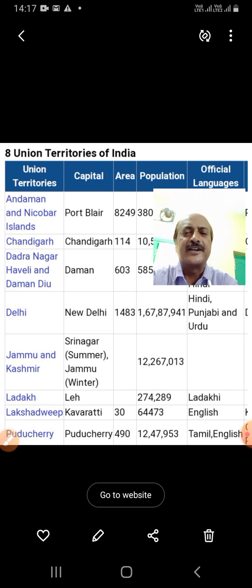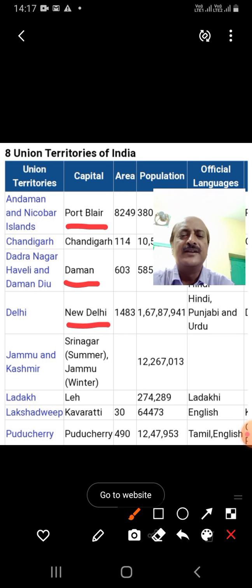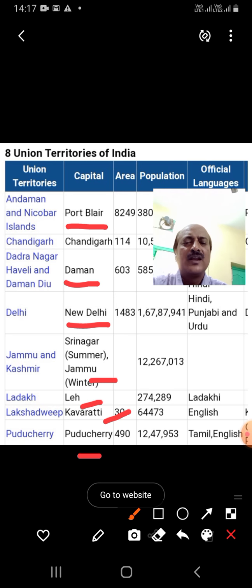Let's see the union territories. Andaman and Nicobar Islands, capital Port Blair. Dadra and Nagar Haveli, Daman. Delhi, New Delhi. Delhi is also the capital of India and is a union territory. We call it NCT in short, that is National Capital Territory. Jammu and Kashmir, in summer season Srinagar is the capital, and in winter season Jammu is the capital. Ladakh, Leh. Lakshadweep, Kavarati. Puducherry, Puducherry. Lakshadweep is known to be the smallest union territory.